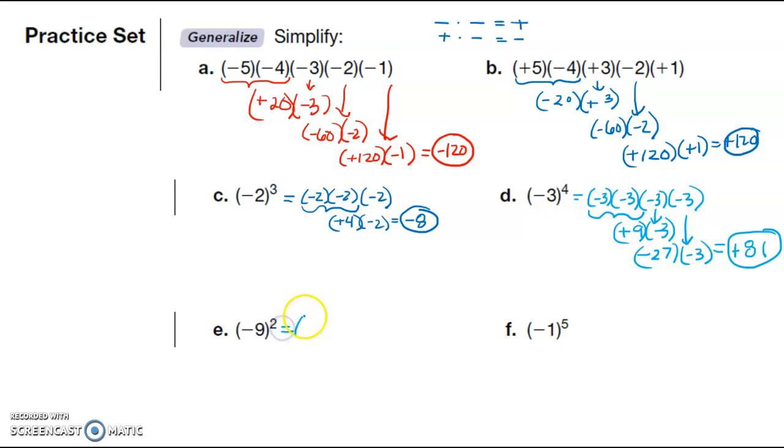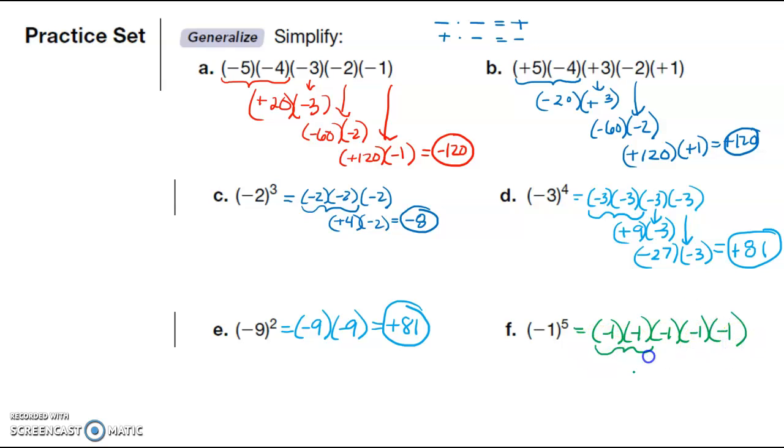So here we have -9 squared, which is -9 times -9, which is positive 81. And let me change colors here. So here I have -1 to the 5th, 4 and 5. Okay, so this is going to be positive 1. This is going to be -1. This is going to be positive 1. And the final answer is -1.